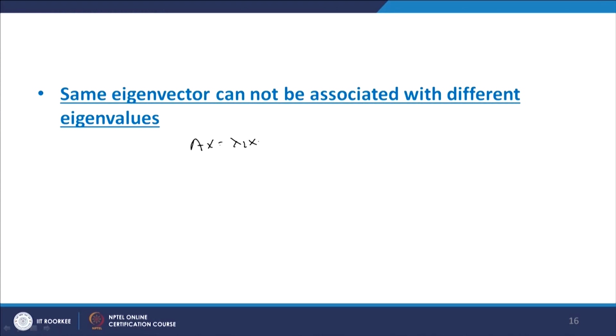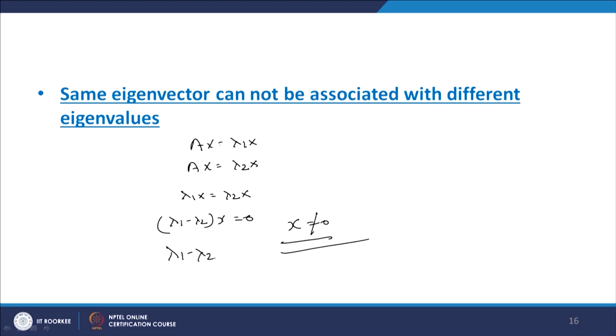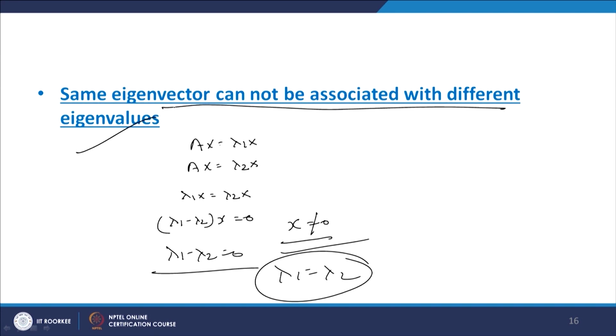The same eigenvector cannot be associated with different eigenvalues. Suppose you take Ax equal to lambda 1 x, and then also Ax equals lambda 2 x. Assume x is the eigenvector for lambda 1 and x is the eigenvector for lambda 2. Now if you equate it, we get lambda 1 x equal to lambda 2 x. Then if you solve it, we get lambda 1 minus lambda 2 times x equal to 0. And what about this x? x is the eigenvector, so it can never be 0. So the possibility is that lambda 1 minus lambda 2 equals 0. That means lambda 1 equals lambda 2, but we have taken different eigenvalues, so this is not possible. Therefore, the same eigenvector cannot be associated with different eigenvalues.